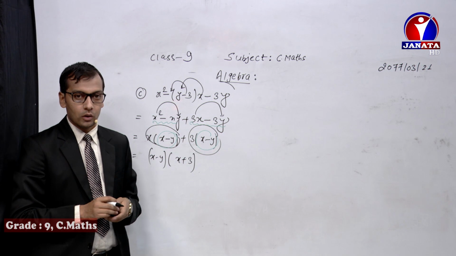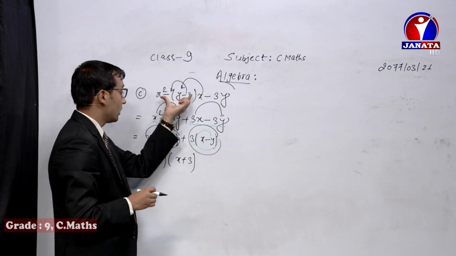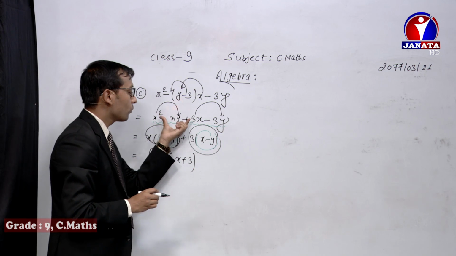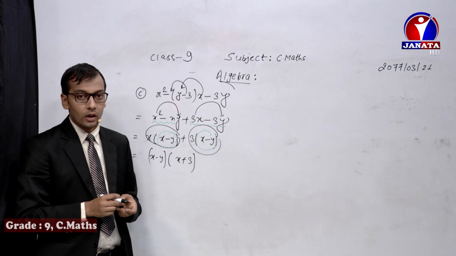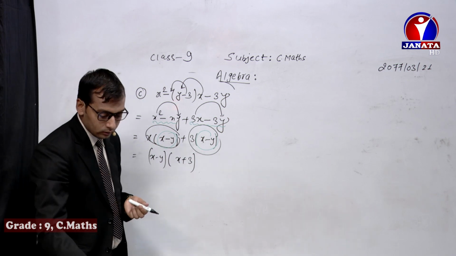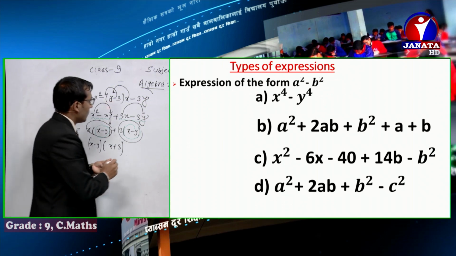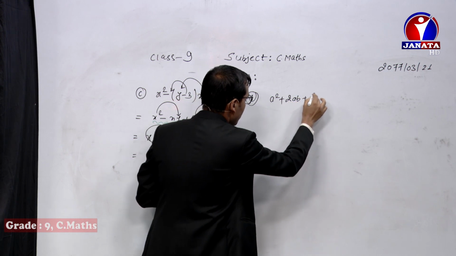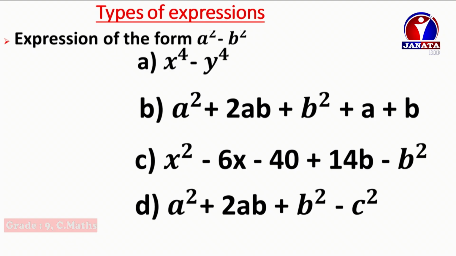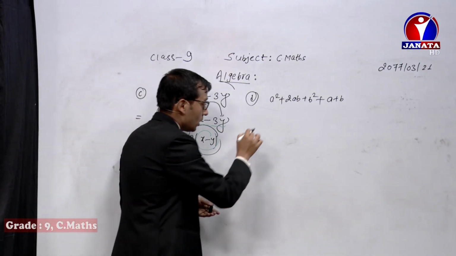This is the way how we factorize algebraic expressions having 4 terms. There are other ways, there are different questions. Let me take the next one: a square plus twice ab plus b square plus a plus b. It has got 5 terms. Here, this algebraic expression has got 5 terms. So let's try this.